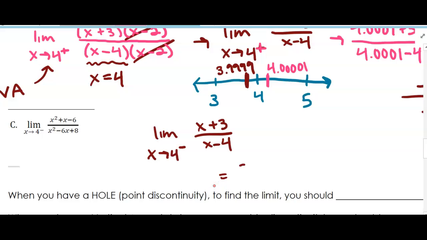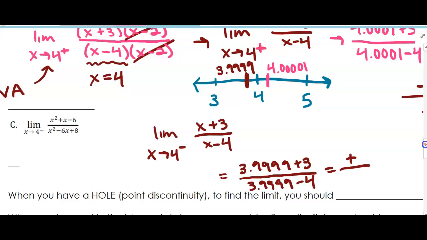When I do that, I have 3.9999 plus 3, which is going to give me, again, 7-ish, very close. That's going to be a positive, over 3.9999 minus 4. Well, that's going to give me a negative, barely negative, just less than 0, but still a negative. Positive divided by a negative is a negative, so this limit is negative infinity.